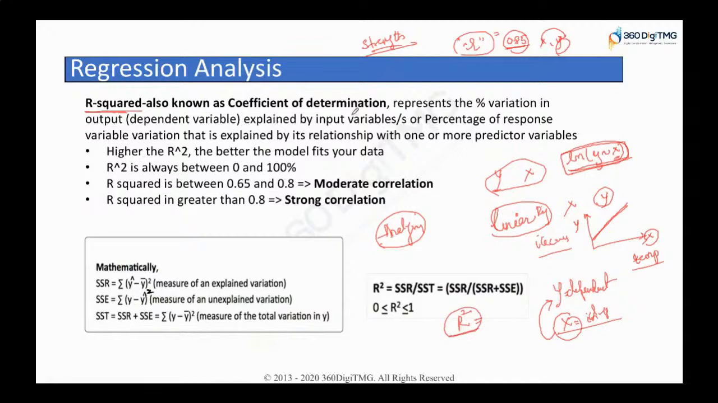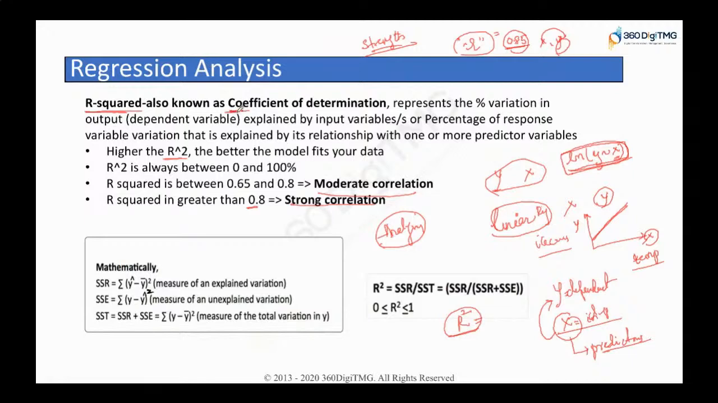So this is explained by the input variables, or the percentage of response variable variation. You call x the predictors, predictor variables. So let us understand what this is. Higher the R square, you say that it is a moderate correlation. R square greater than 0.8, very strong correlation. So R square is nothing but your coefficient of determination.